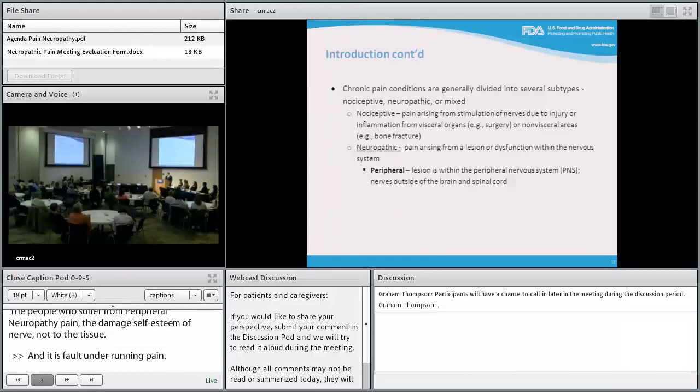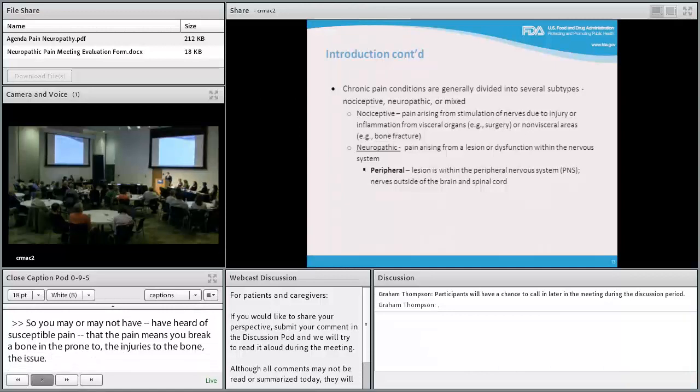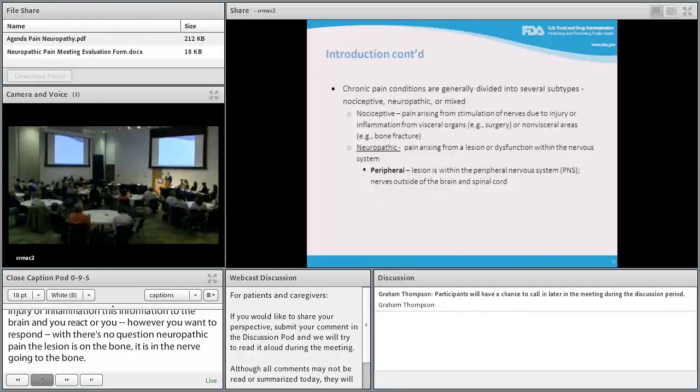So you may or may not have heard of nociceptive pain. And nociceptive pain would be, for example, you break a bone. And in the bone, the injury is to the bone, to the tissue. And then those nerves will then sense that there is injury or inflammation and signal to the brain. And then you can react, or you can go to your physician, or however we're meant to respond. When there's neuropathic pain, the lesion is not in the bone, it's in the nerve going to the bone. And that's what causes an abnormal function, so people will have pain without a stimulus. So you may just be sitting there in bed and feel pain.